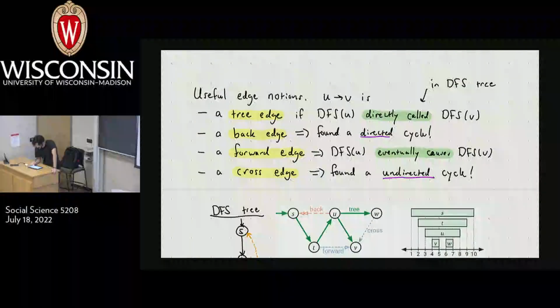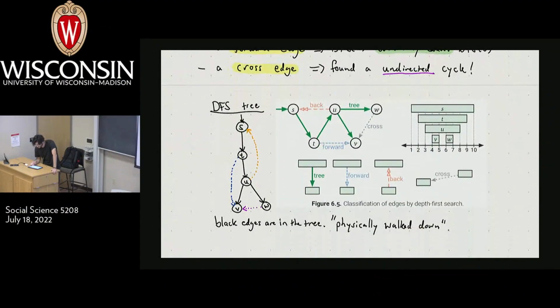Okay. So that's just in words. Here's a picture. So here's the DFS tree. We started at S, we moved to T, we moved to U, then we moved to V. There's nowhere else to go, so we backtracked to U, moved to W, and then we were done. So if that was the order of our DFS, then all these things in black are called tree edges. Those are the ones we physically walked down while we were moving through the tree. So that's how you want to think of it, is you're physically like walking down this path.